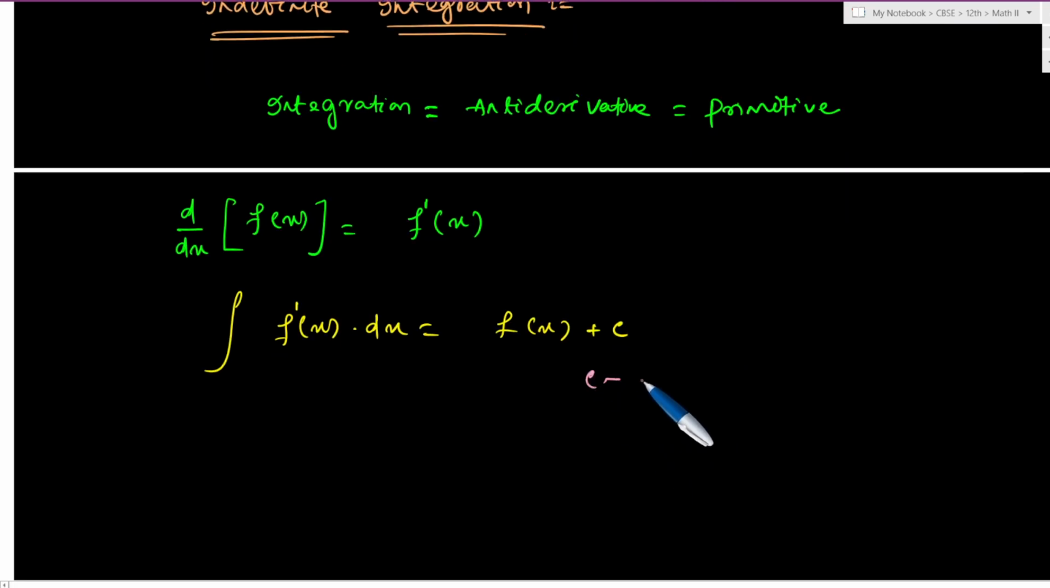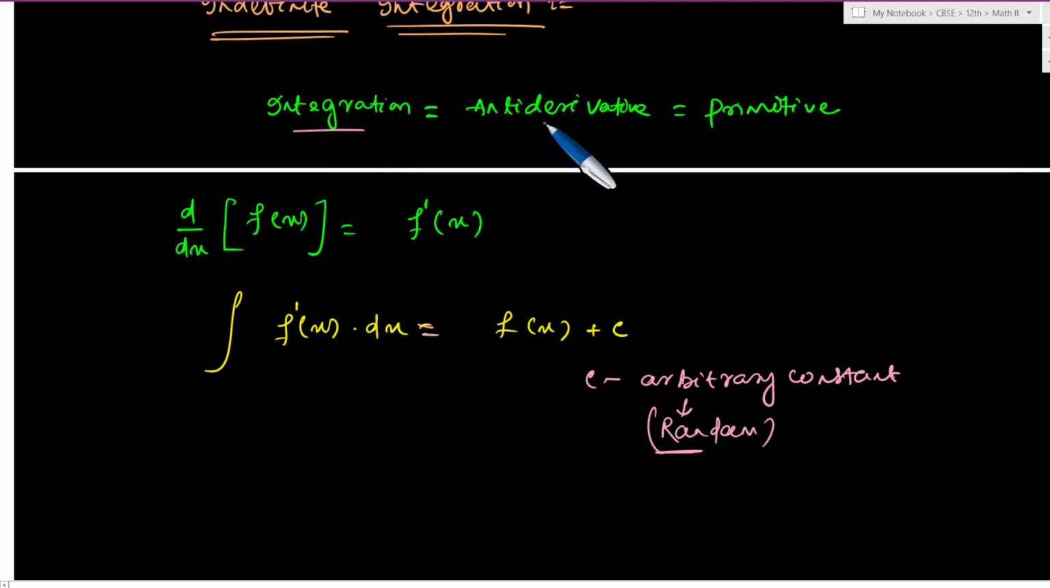C is an arbitrary constant. Arbitrary means random, any number. Okay, when you solve different kinds of integration, simply use c, nothing else. So why is integration known as antiderivative? Because if the derivative of the function f of x is this, then the integration of this function will be this function plus a constant value. Integration means this.